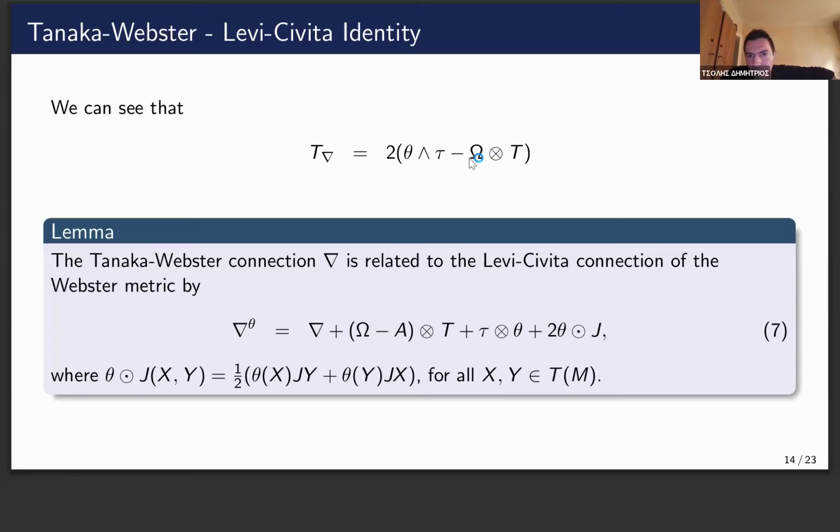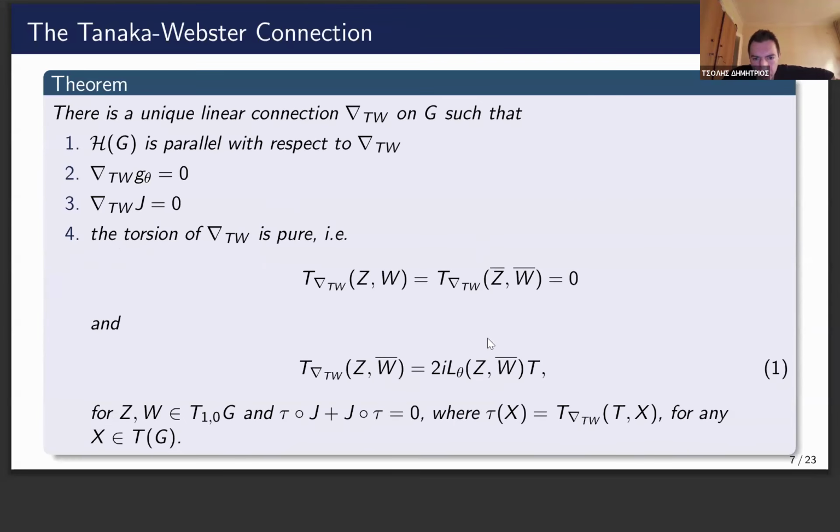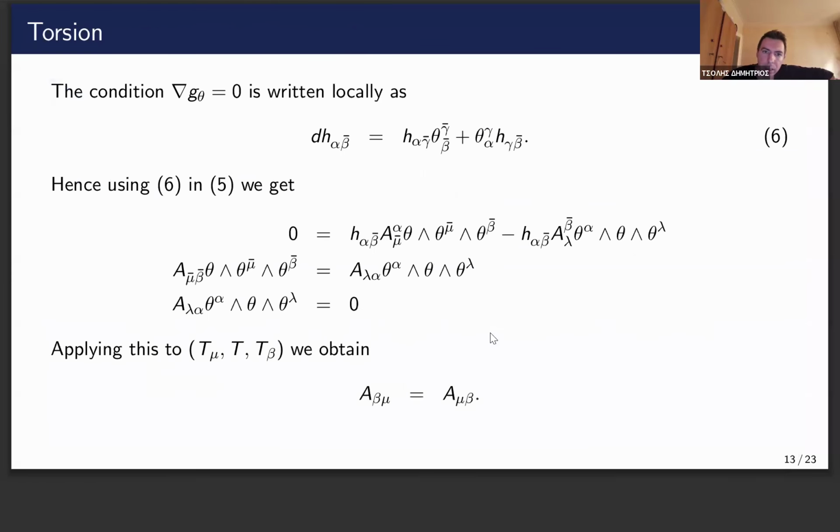Also, let me go back to the definition. Yeah, that's the definition. Here we defined it using those complex vector fields, but we can also use the real definition, which would be just 2 d theta of x, y, times this Reeb vector field. So using this, we just get this thing.